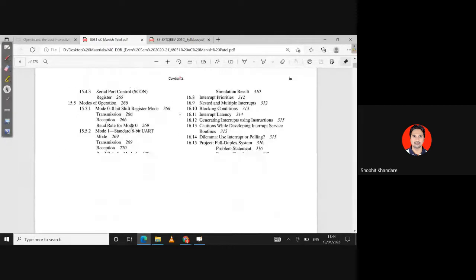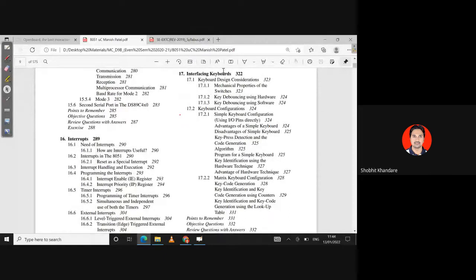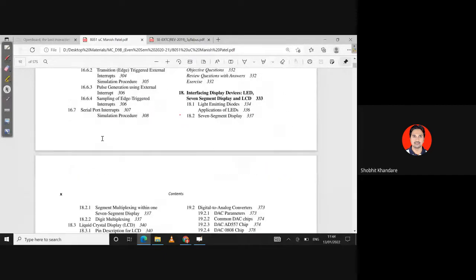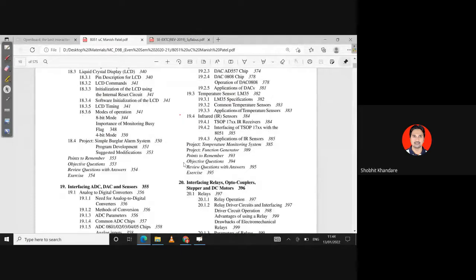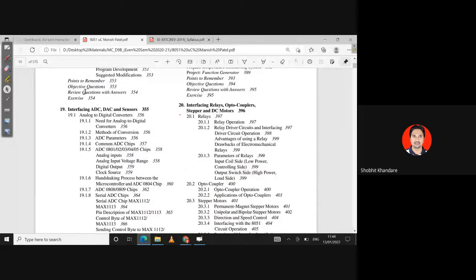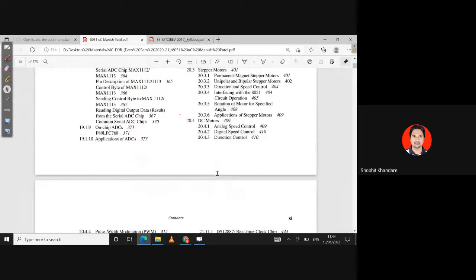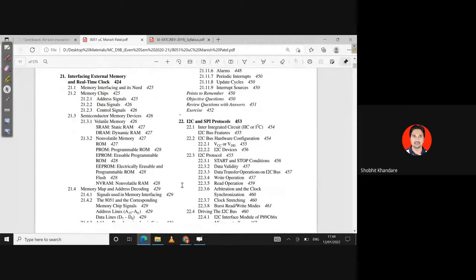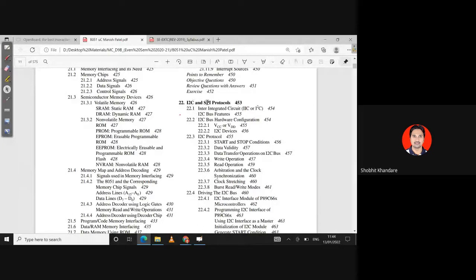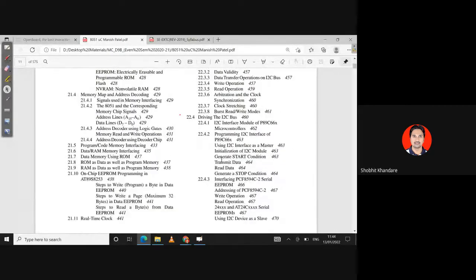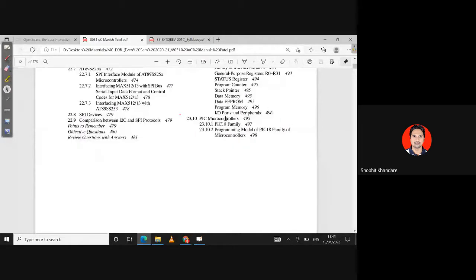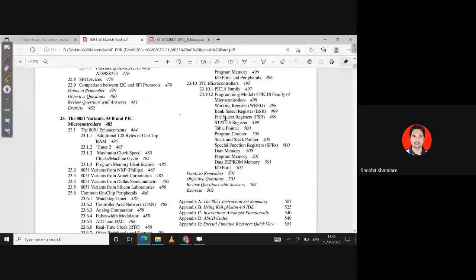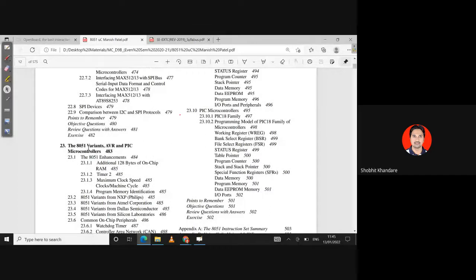Everything is covered. Input output ports, serial port, interfacing keyboard, interrupts, interfacing with LED, LCD, then interfacing with ADC. These are not in our syllabus. Relay is there, so interfacing with relay is there. Then how to interface external memory. I2C and SPI, this is there in the 6th module, so some of the part is there. Then 8051 variants, AVR and PIC microcontroller. What a PIC microcontroller is, all that is in this.